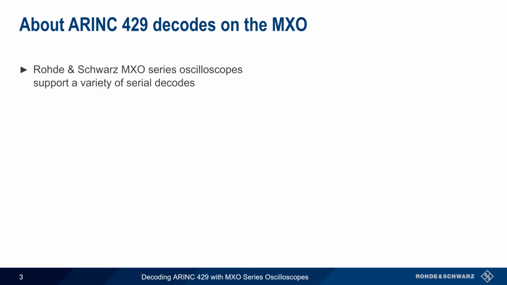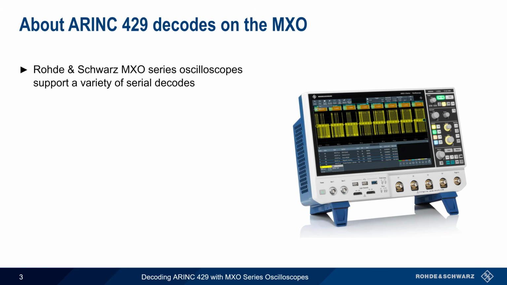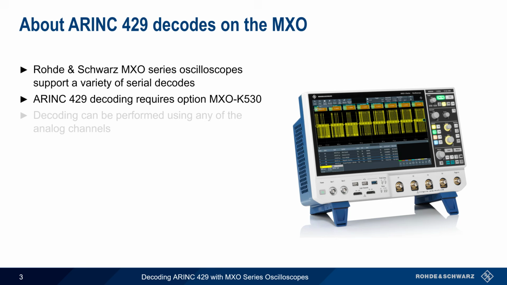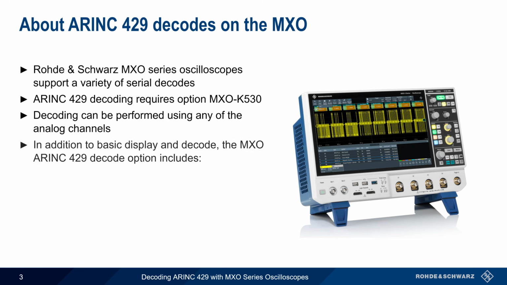Rohde & Schwarz MXO Series Oscilloscopes support a wide variety of serial decodes, and ARINC 429 decodes are enabled by software license K530. Decoding can be performed using any of the analog channels. In addition to basic display and decode of ARINC 429 serial data, the MXO also supports numerous other useful functions.